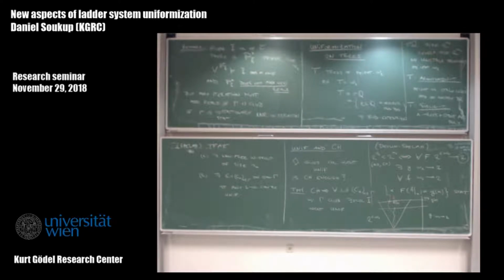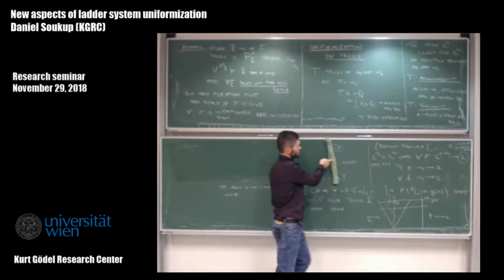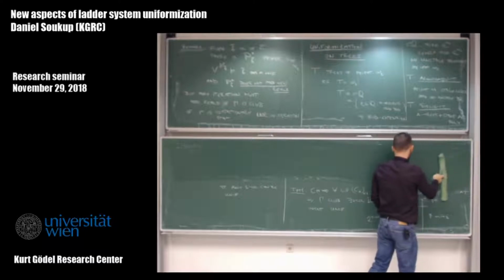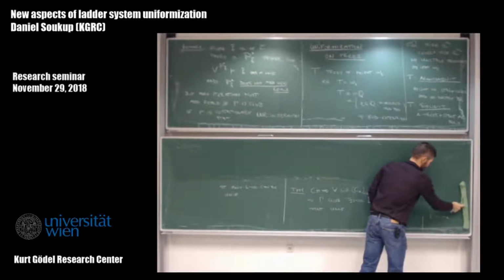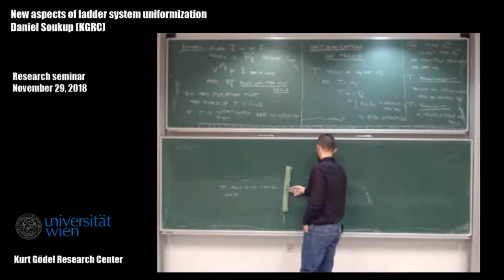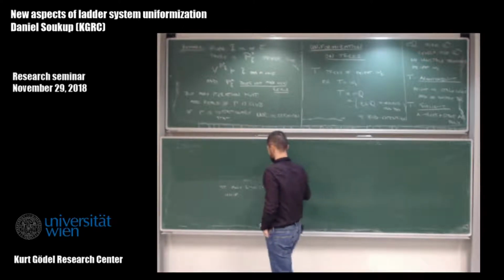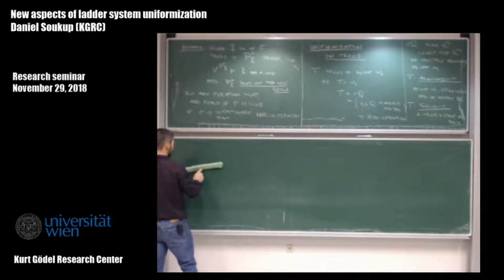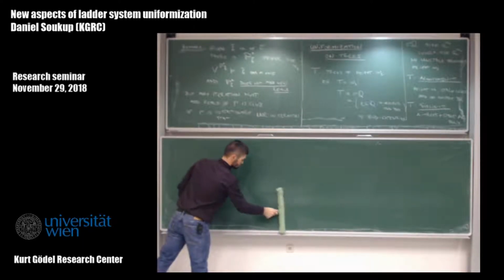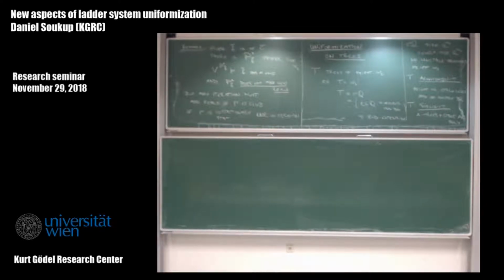Right, so Aronszajn trees always exist in ZFC. We might even construct one. Soukup trees may or may not exist. So under MA plus non-CH, Soukup trees don't exist. Say under diamond, they do. And CH is not enough to construct Soukup trees.